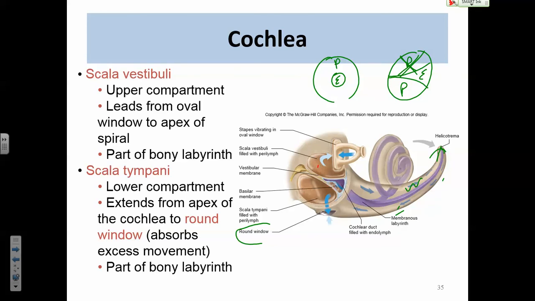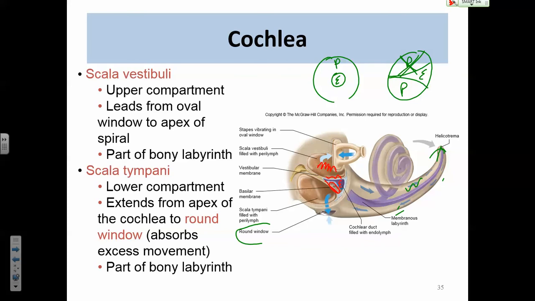As the fluid starts moving here because of the vibration of the stapes, it triggers this little membrane to start moving up and down. And as that membrane moves, do you see how it gets endolymph in there to start moving? And then that triggers the bottom membrane to move. And do you notice there's something sitting on that bottom membrane? And that is your hearing organ.